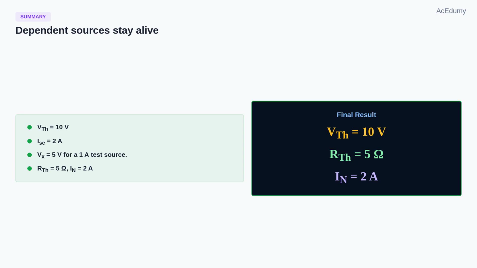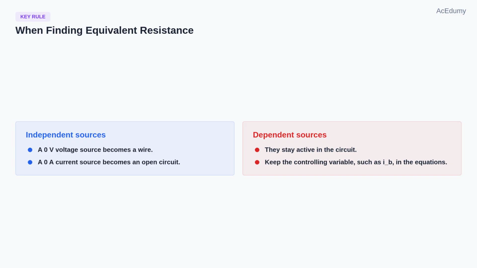The main lesson is this. Independent sources may be turned off when using a test source, but dependent sources stay active. For this circuit, both valid approaches agree. The open circuit terminal voltage is 10 volts. The short circuit current is 2 amperes, and the 1 amp test source gives Vx equal to 5 volts. So the final result is R Thevenin equal to 5 ohms, with a 10-volt Thevenin source, or equivalently a 2 amp Norton source. One last way to remember the rule.